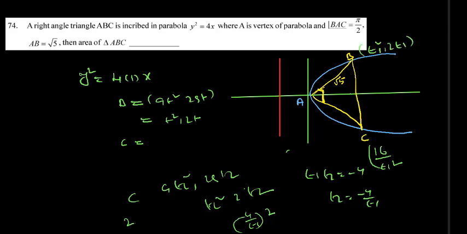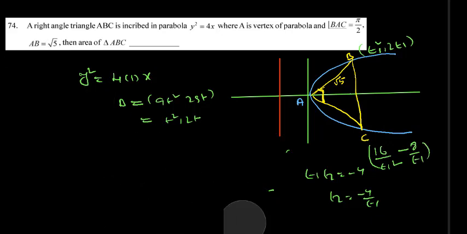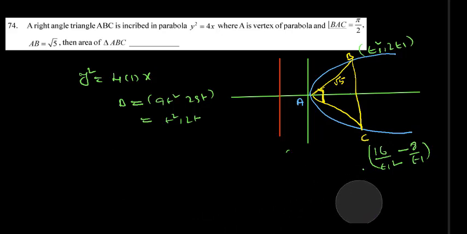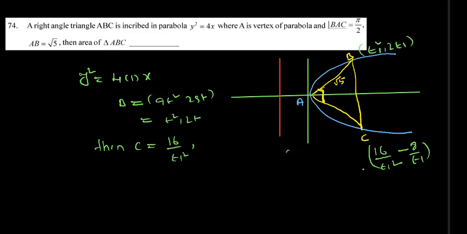Its y coordinate is 2 into t2, and 2 into t2 means 2 into -4 by t1, so I can write -8 by t1. What I am trying to explain here is: if B is taken as (t1 square, 2t1), automatically the other end of the chord becomes (16 by t1 square, -8 by t1), because the chord is making 90 degrees at the vertex. So this is C.